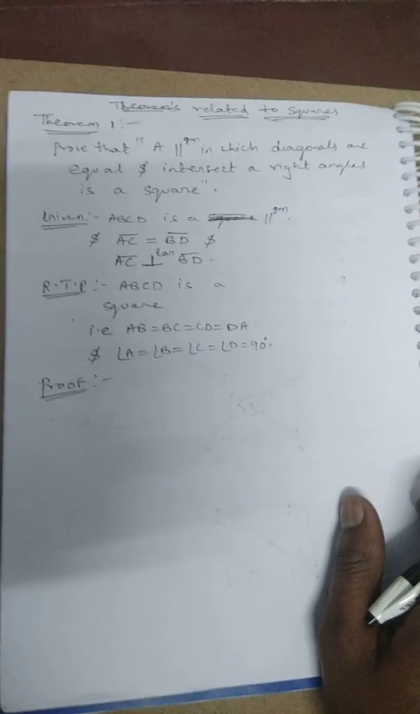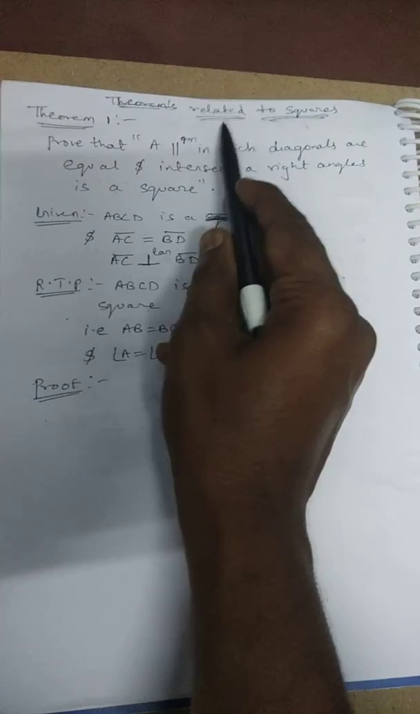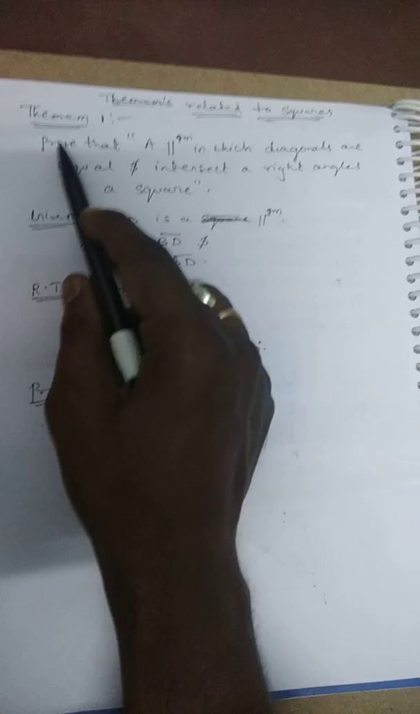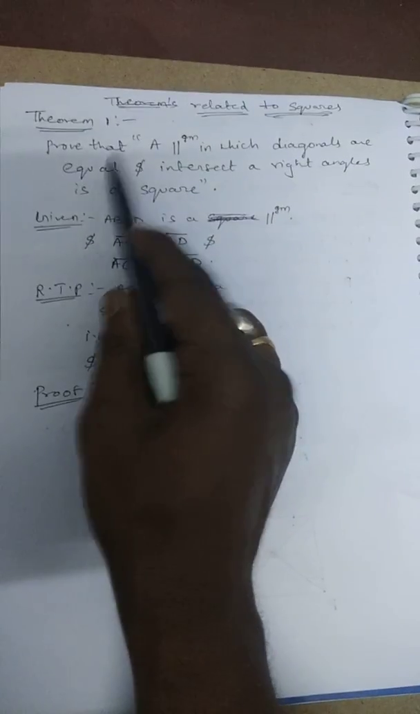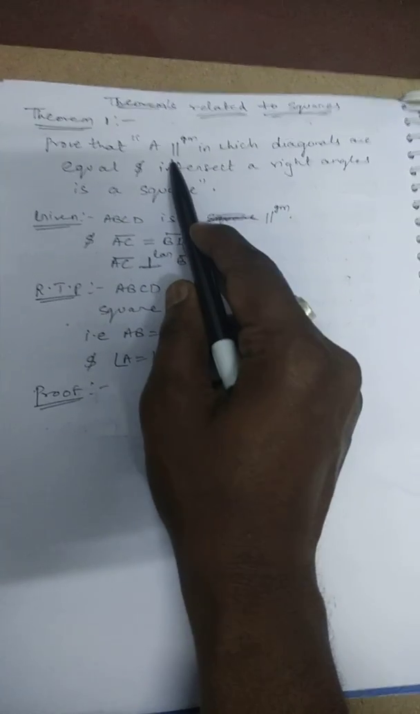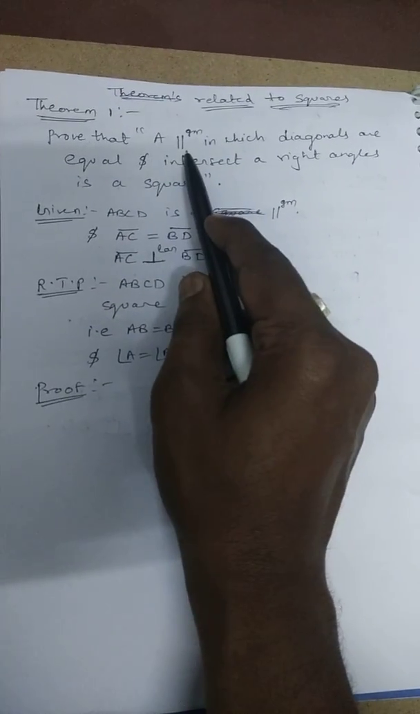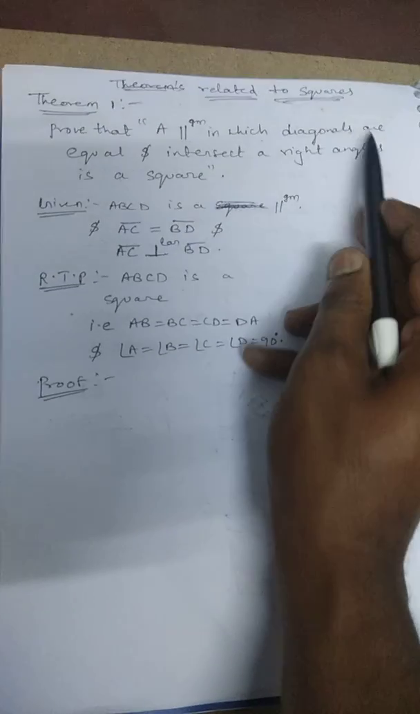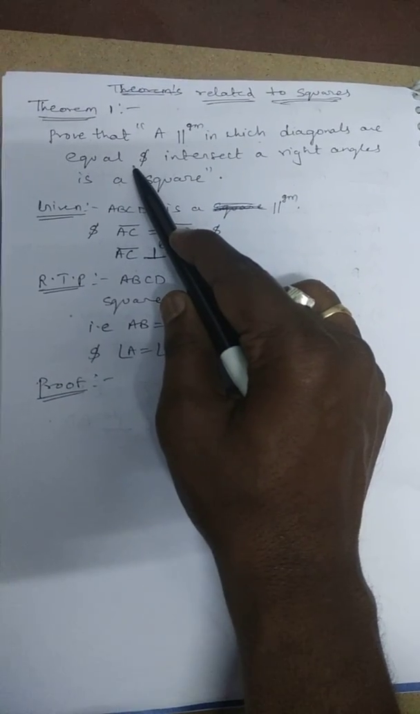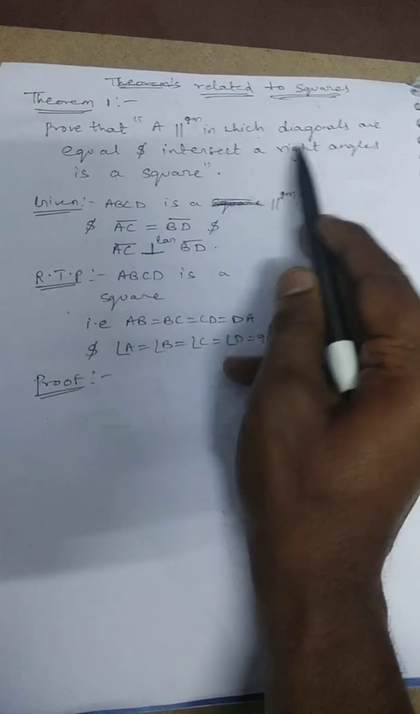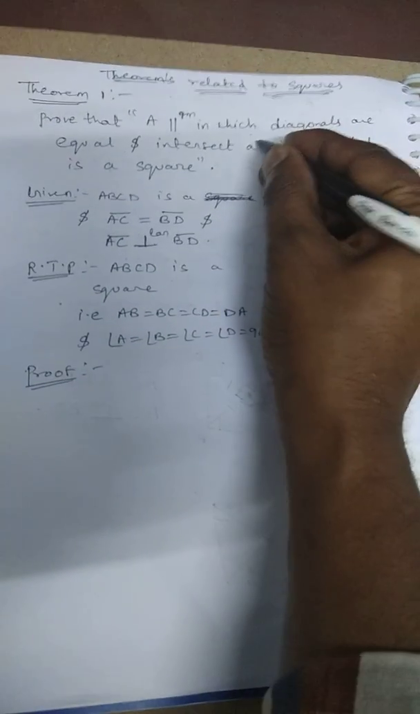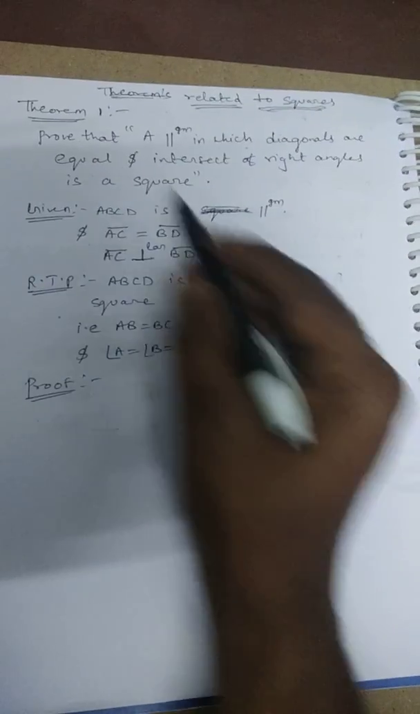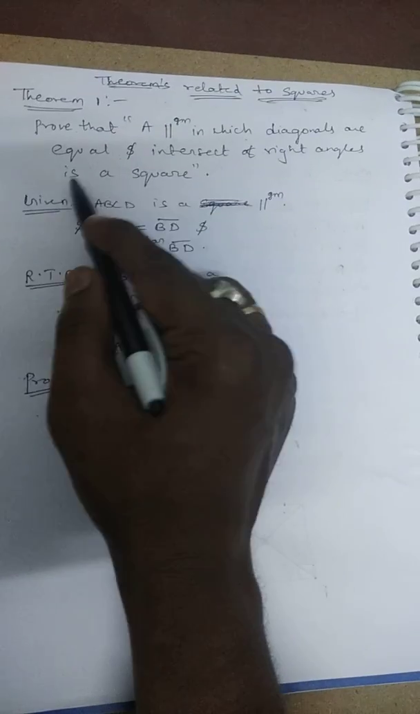Two theorems are there. We are going to discuss those two theorems now. Theorems related to squares. First theorem. Prove that a parallelogram in which diagonals are equal and intersect at right angles is a square.